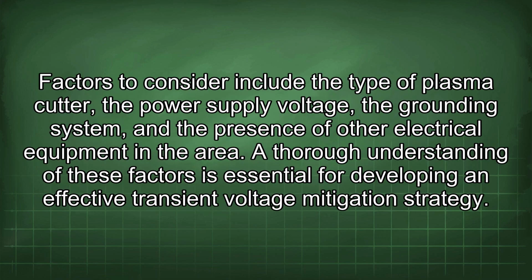Factors to consider include the type of plasma cutter, the power supply voltage, the grounding system, and the presence of other electrical equipment in the area. A thorough understanding of these factors is essential for developing an effective transient voltage mitigation strategy.